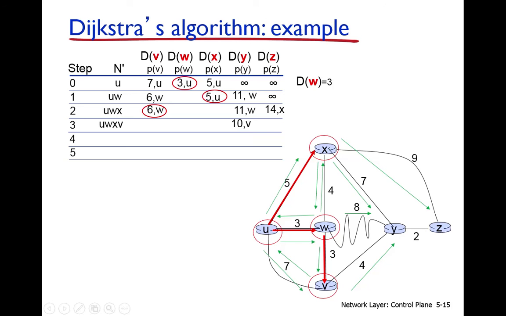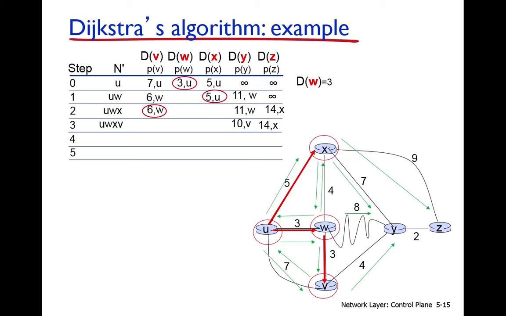Similarly, now we have explored all the neighbors of v, because we have reached v from w, so this link will not be explored. This link and this link are explored. Now we know that its shortest path is computed, so it will not be carried on in the next step. And now this 14 x will be carried on, because its shortest path is not computed.